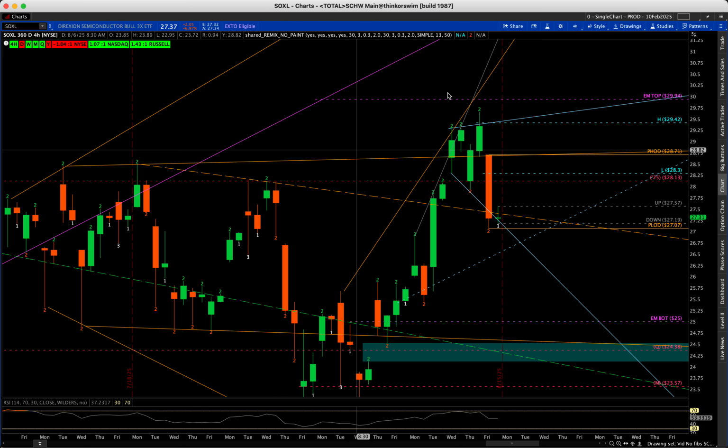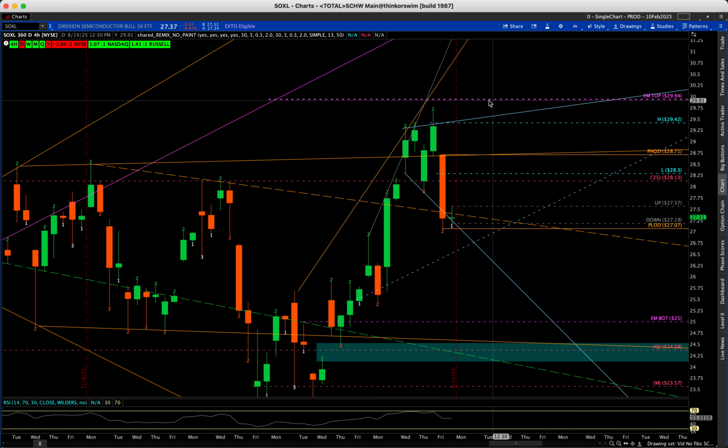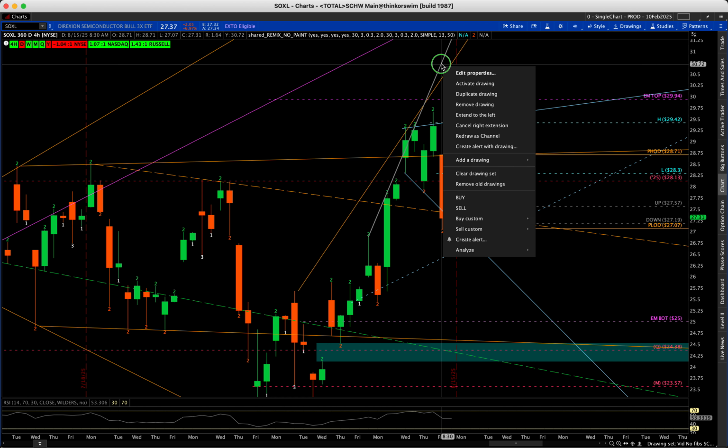Okay. Now our expected move, the top of the market maker's expected move is 29.94. So you want to keep that in mind when we're talking about the 30.55 targets and the extended targets. You know, will we really reach those? Who knows? But for now, those are the extended targets.